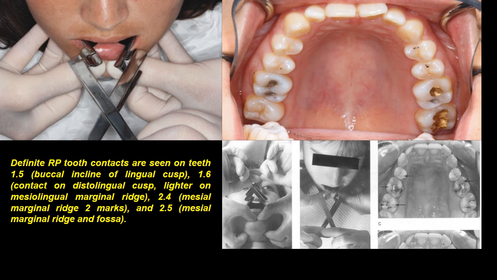Well, these figures show you how to record the retruded contact position. In this case, the operator is using the bilateral guidance approach, using his thumb and his fingers to guide the mandible, and he's standing behind the patient, and the assistant is holding the Miller holders with the marking tape, and the definite tooth contact will be marked so sharply, as you can see in this picture on the premolars and the molars. And the color will be black in identification of the retruded contact position.